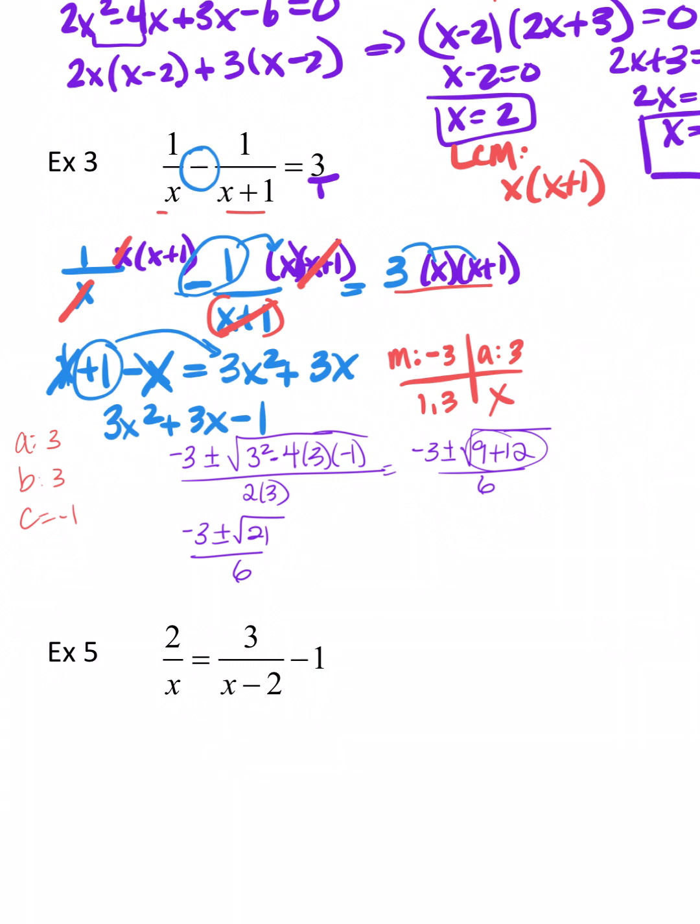All right, looking at this, there's no way to reduce 21 under the radical, so this is my final answer. Now resist the urge to cancel this 3 and this 6. You can't do that. This is attached to this radical with the plus and minus, so you can't do any kind of reducing on one side or the other. So leave it just like that. Let's jump over to number 4.